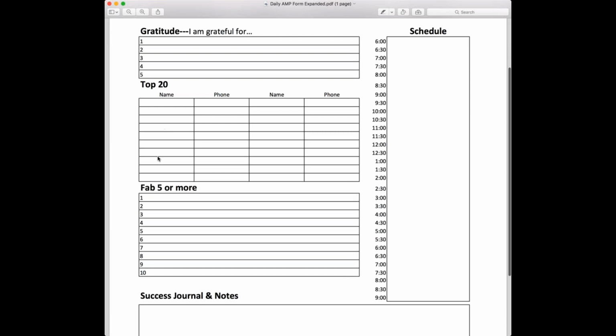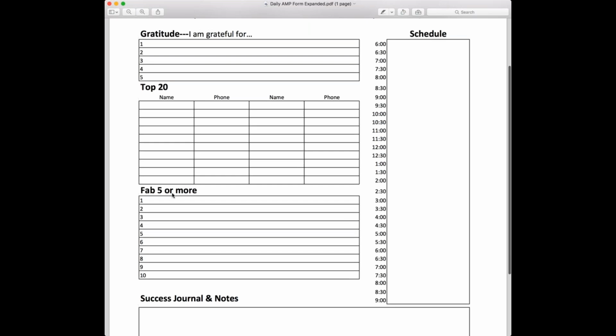Then we're going to have our top 20 people that we need to contact. We're going to actually plan that out in advance so that if I get busy and I get on the road and maybe I get to my appointment 10 or 15 minutes early, well, I've got a list with names and phone numbers right there that I can be productive with. Next is the top 5 activities that we want to do today to reach our goals.